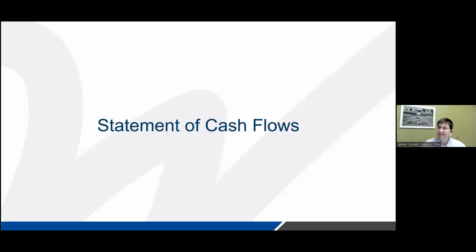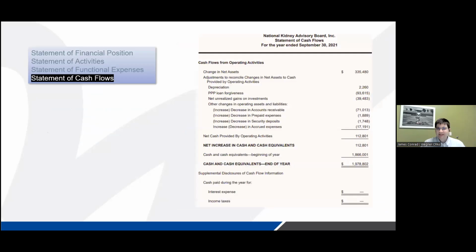And now we get to the fun part. We get to wrap it up with the statement of cash flows, everyone's most favorite financial statement. Okay, statement of cash flows, just that. It shows the changes in cash from sources and uses. So you're going to have cash in and you're going to have cash out. This report really helps reconcile between the cash basis and the accrual basis. It shows you your changes in your statement of financial position accounts and how they affect cash.